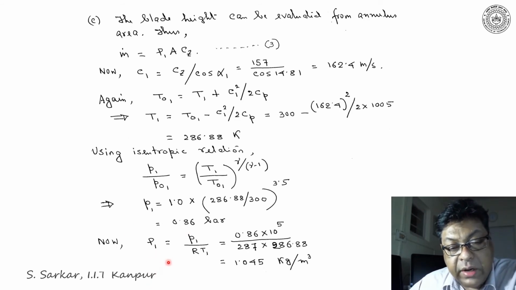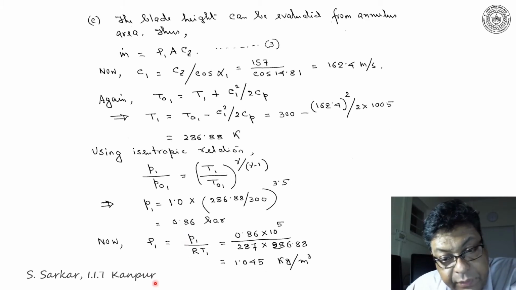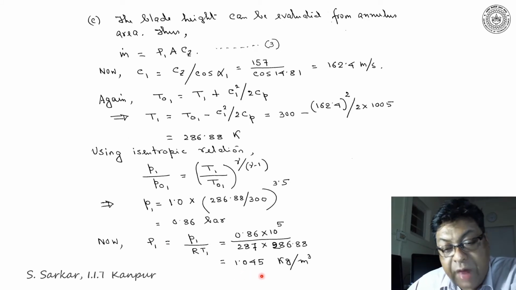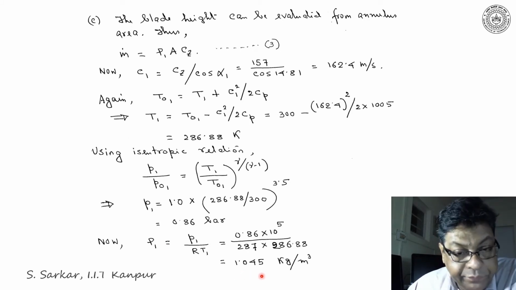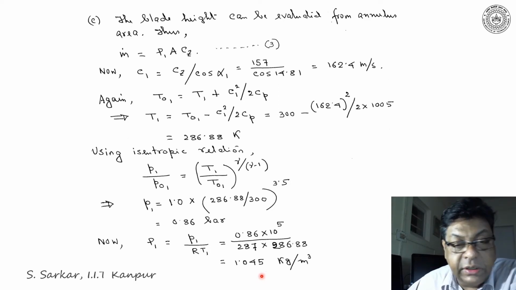The rho 1 I got is equal to P1 divided by RT1. R is equal to 287. P1 we have just evaluated. So I have got rho 1 is equal to 1.045 kg per meter cube. So I have got P1, rho 1 and T1 here.